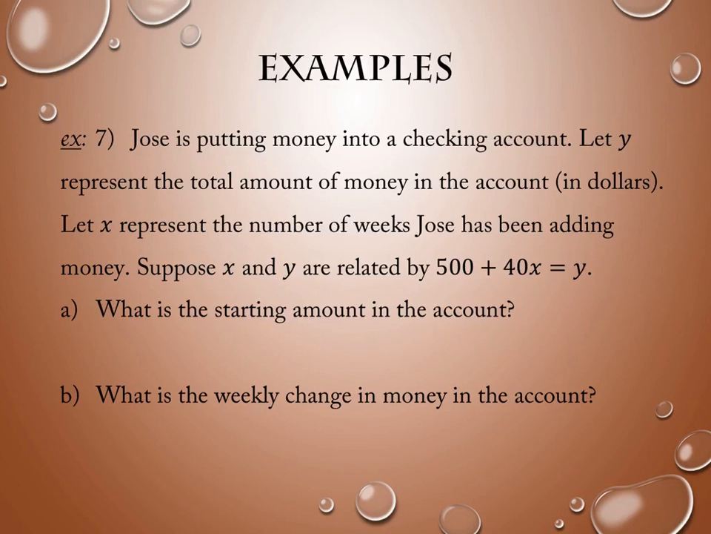All right, so Jose is putting money into a checking account. We're going to let Y be the total amount of money that he has in his account. X is the number of weeks since he's been adding money to that account. And we are told that X and Y are related by the equation 500 plus 40X equals Y. Then we'll have a couple questions to answer about our context.